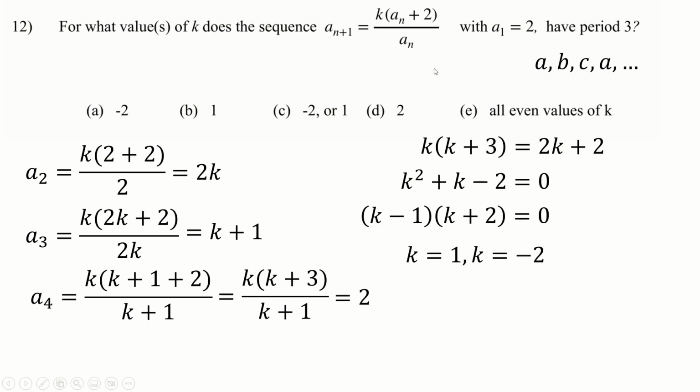If you put in k as 1, you get the sequence 2, 2, 2, 2. And that's not period 3, that's period 1 again. Which is, I guess, technically period 3, but not really. So we'll discard k as 1 and just use the answer k as minus 2.